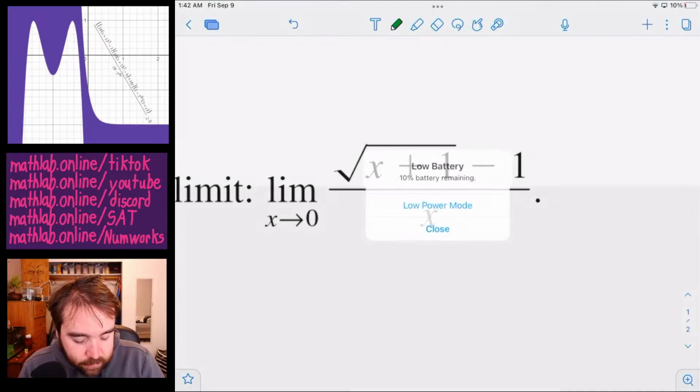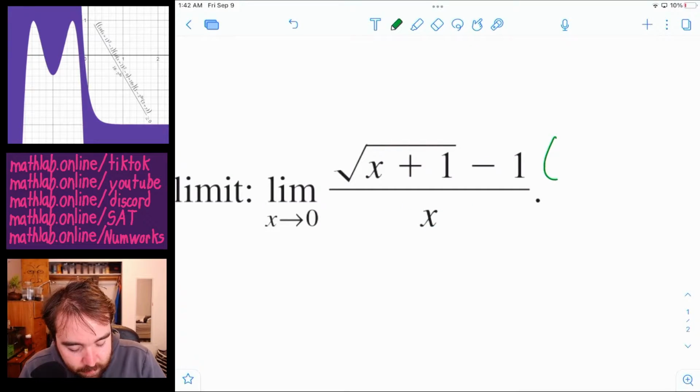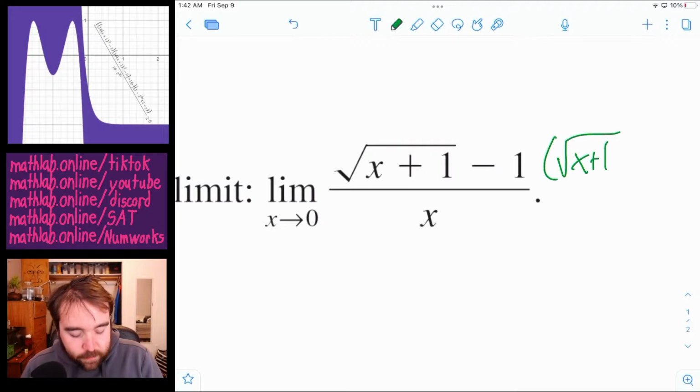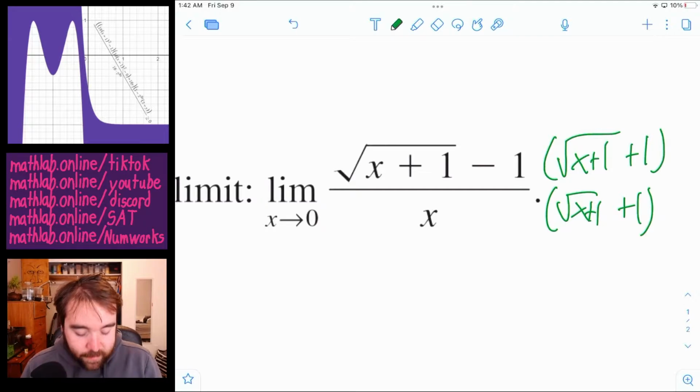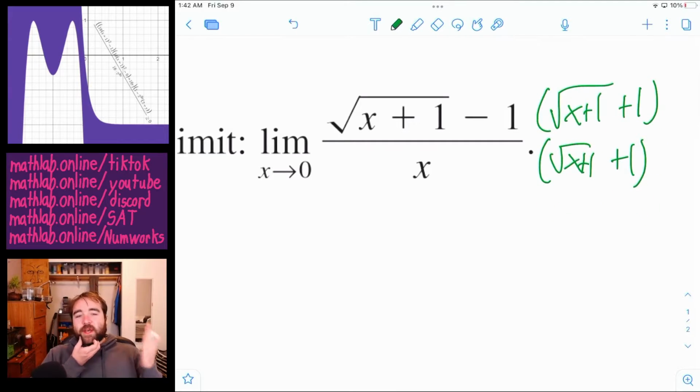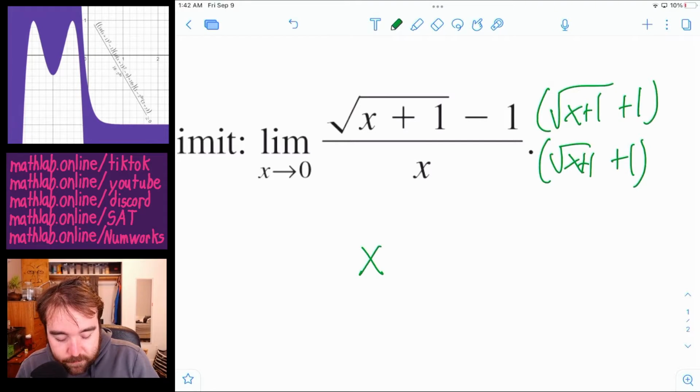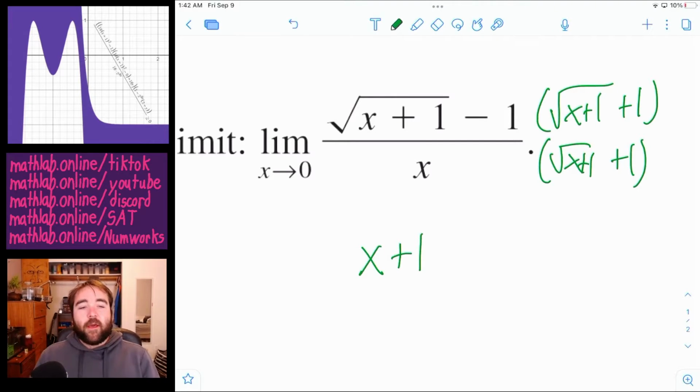So let's do that. So let's multiply the top and bottom by the square root of x plus 1 plus 1. Don't forget to do it to the top and the bottom. So then what do we get on the top? Well, on the top, see that now we have the difference of two squares. So we're going to have the square root of x plus 1 times the square root of x plus 1. So we're going to have just x plus 1. And then minus 1 times 1, so minus 1.